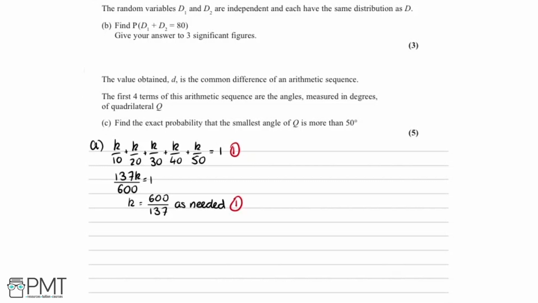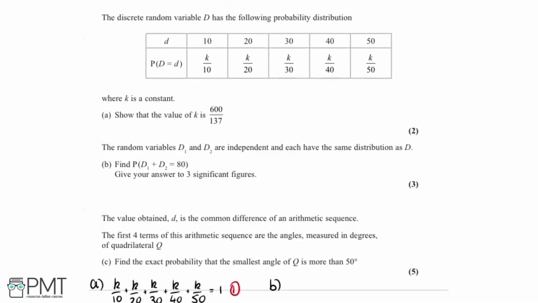So now part B says the random variables d1 and d2 are independent and each have the same distribution as d. And we need to find the probability that d1 plus d2 equals 80, giving our answer to 3 significant figures. And this question is for 3 marks. Okay, so we're going to refer back to the distribution at the top. And when you think about different ways we could have d1 plus d2 equaling 80.